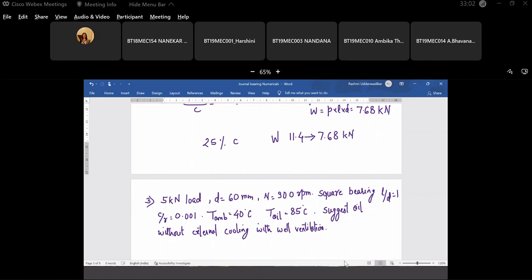So the meaning of this statement is amount of heat generated is equal to heat dissipated with well ventilation, with proper ventilation. So this will give us the value of coefficient of friction mu. Also determine whether it will work as a thick film lubrication zone. Whether it will work as thick film lubrication or hydrodynamic lubrication.